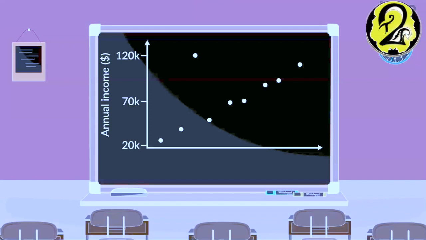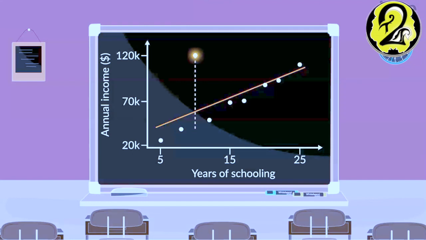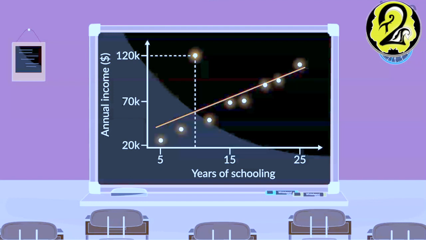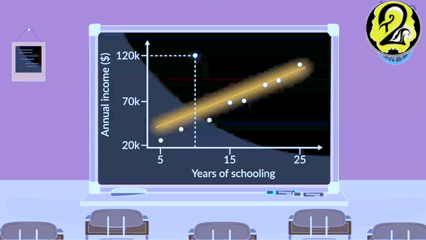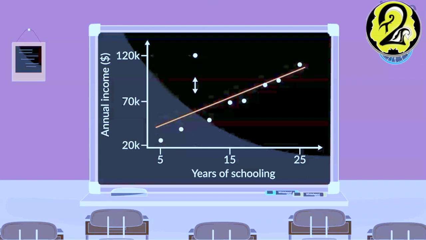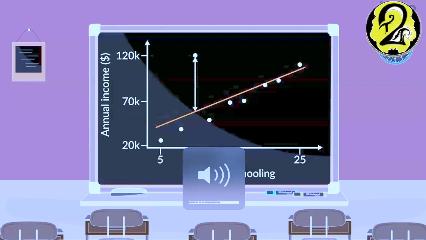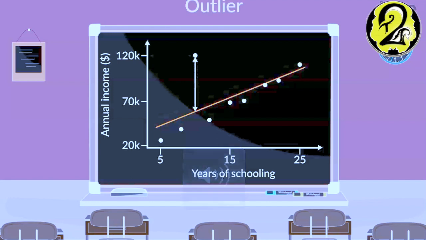Annual income versus years of schooling, fitted with a regression line. One person with only a few years of schooling has an exceptionally high income compared to others. Such a data point that does not follow the trend and is far away from the regression line in the vertical direction is called an outlier.